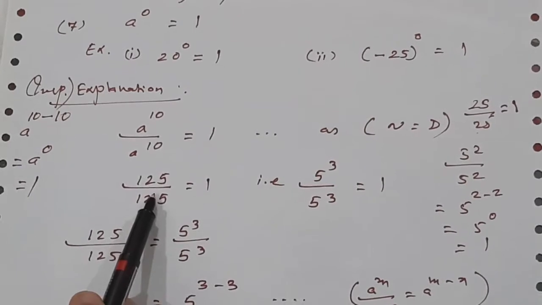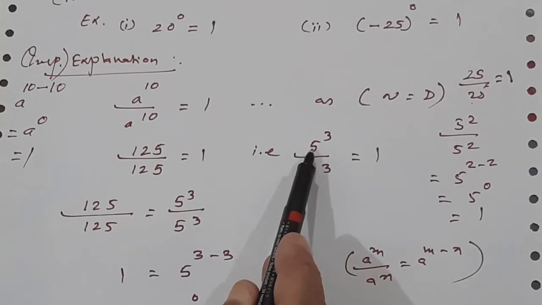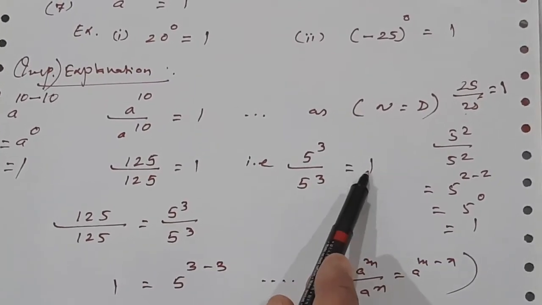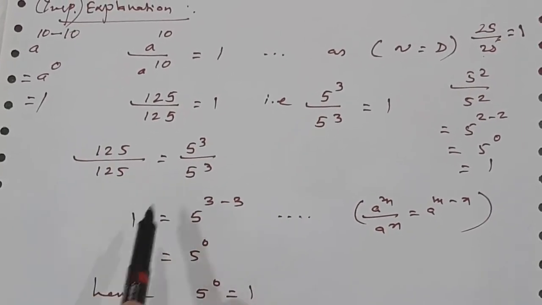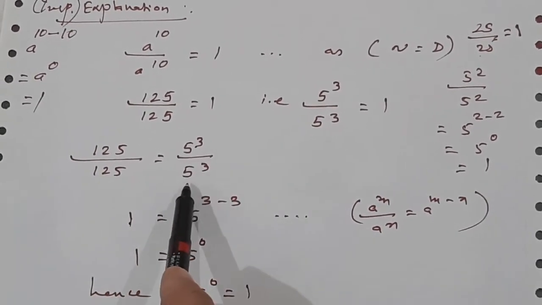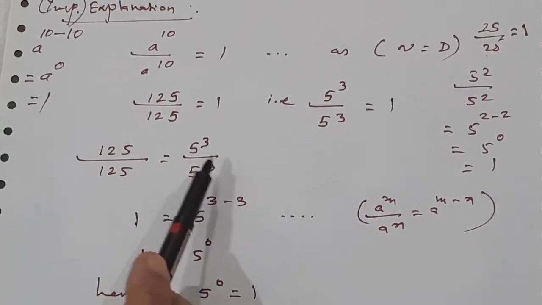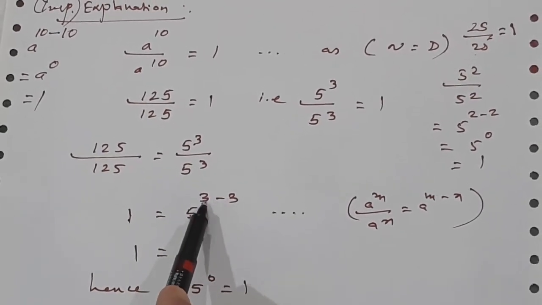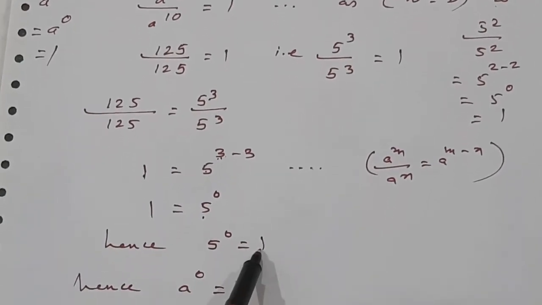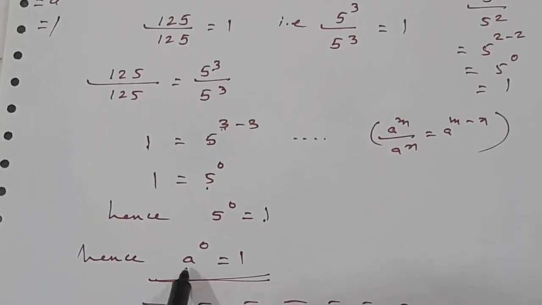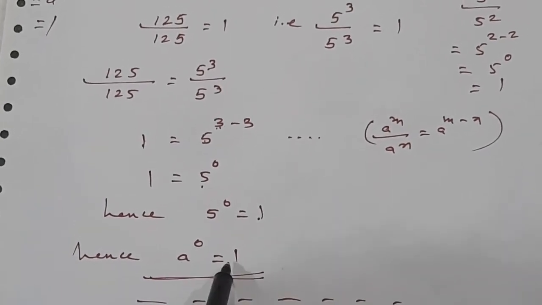Here I have taken one simple example. 125 divided by 125, you know it is 1. That is 5 raised to 3 upon 5 raised to 3, which is equal to 1. Now again, see here, 125 upon 125 is 1, and 5 raised to 3 upon 5 raised to 3. So we are using the second law of division, that is 3 minus 3. So 5 raised to 3 minus 3 becomes 5 raised to 0. Hence 5 raised to 0 is equal to 1. Hence our law is proved. a raised to 0 is 1. Any number raised to 0 is equal to 1.